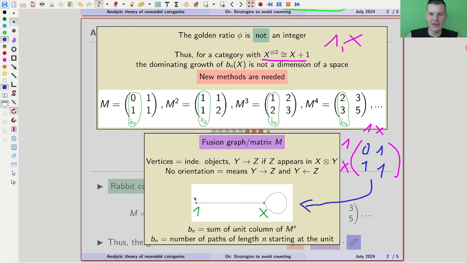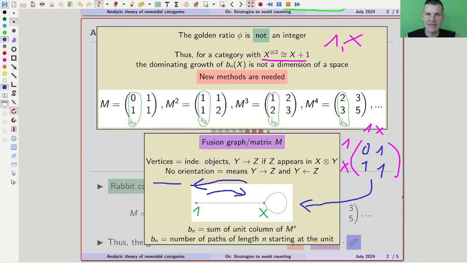Well, you have no loop here, so no edge. You have an edge from 1 to x, so you have an edge going in this direction. You have an edge from x to 1, so you have an arrow going in this direction, and I just simplify it to an unoriented arrow. And then you have a loop because you have an entry from x to x. So that's how you go between matrices and graphs.